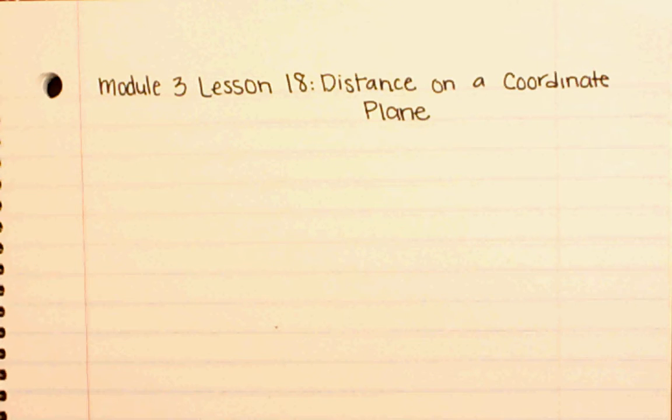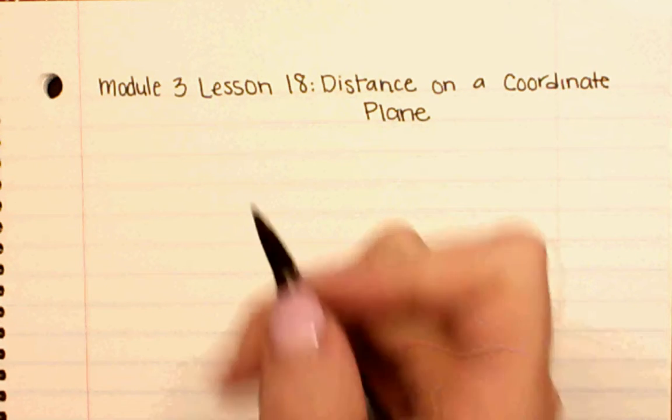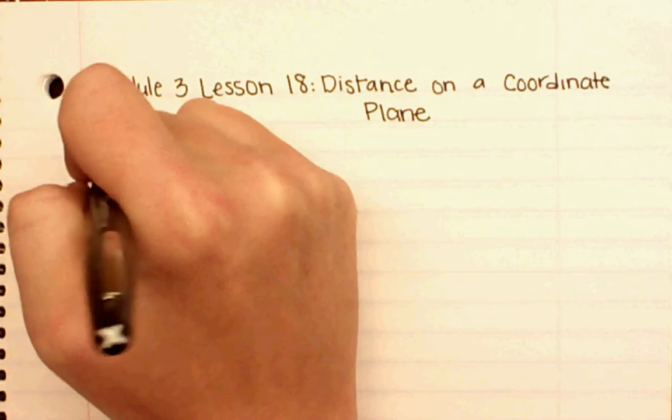Today's lesson is Module 3, Lesson 18, Distance on a Coordinate Plane. In previous lessons, we have talked about finding distance on a number line with negative and positive numbers by using absolute value. Today you're going to do the same thing. So we're going to practice finding the absolute value first.